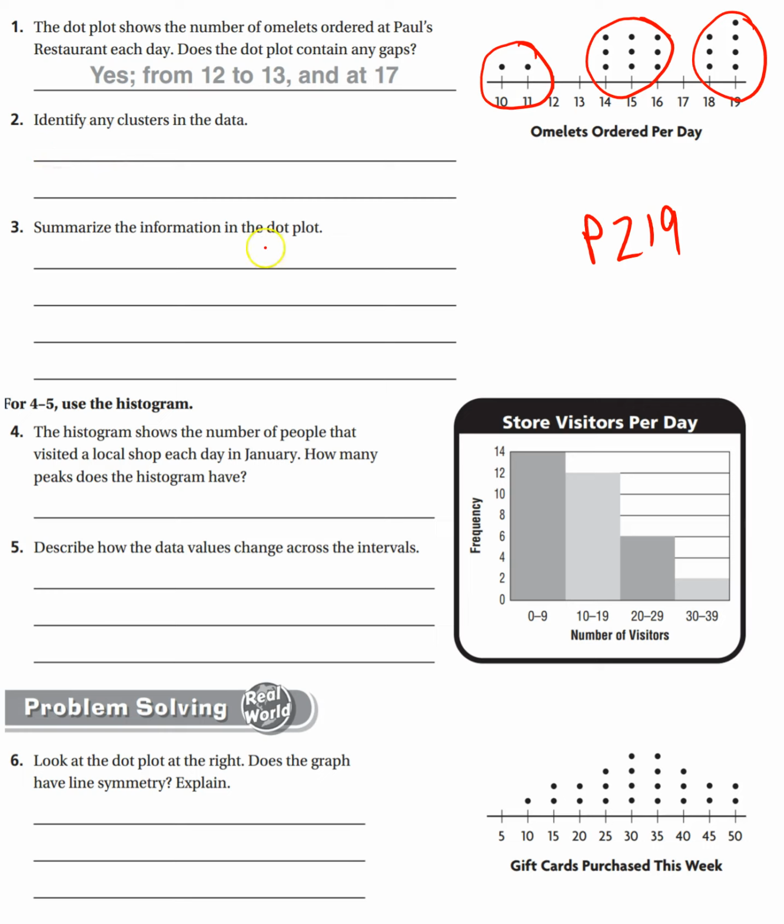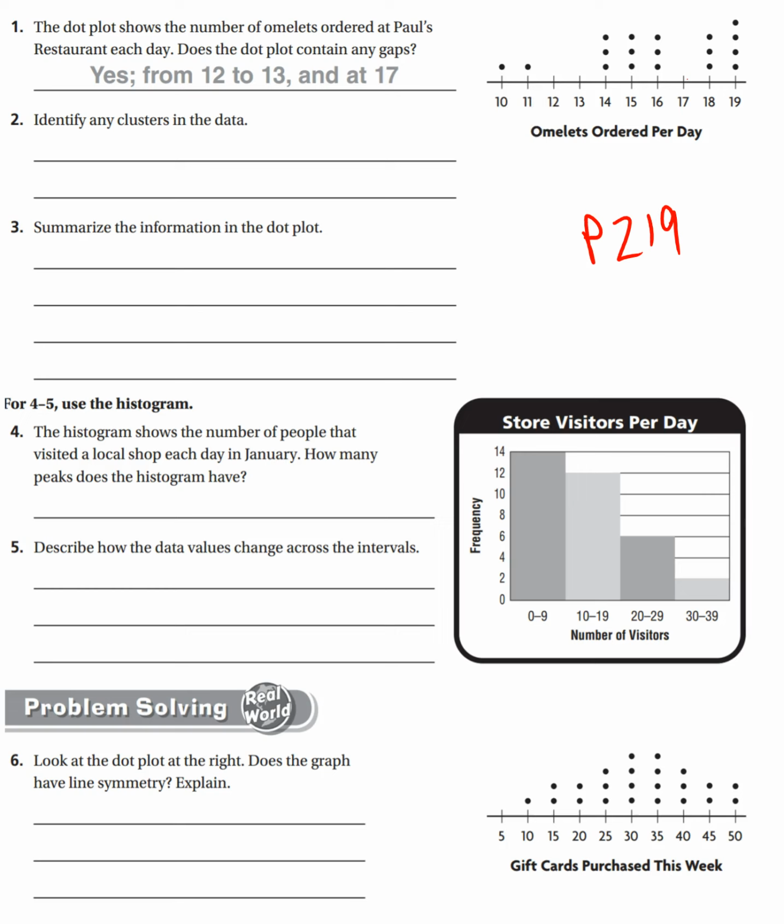Number 3, summarize the information in the dot plot. Well, you could say something like the dot plot shows that the restaurant sold from 10 to 19 omelets each day. There were usually 14. Most of the data is over here. There's just this one gap with 17, but usually sold from 14 to 19 omelets each day. You could say something like there are 3 clusters of data. So you're just describing in words what we see.